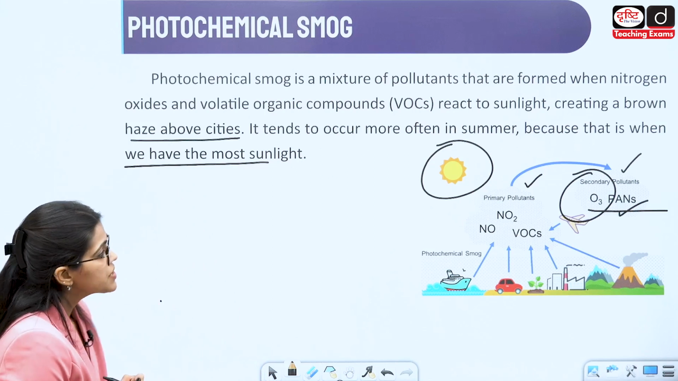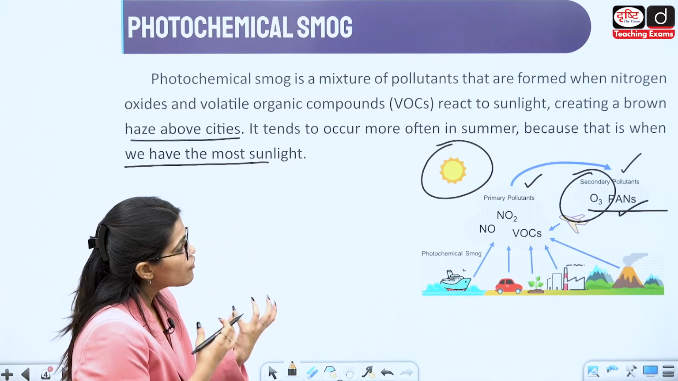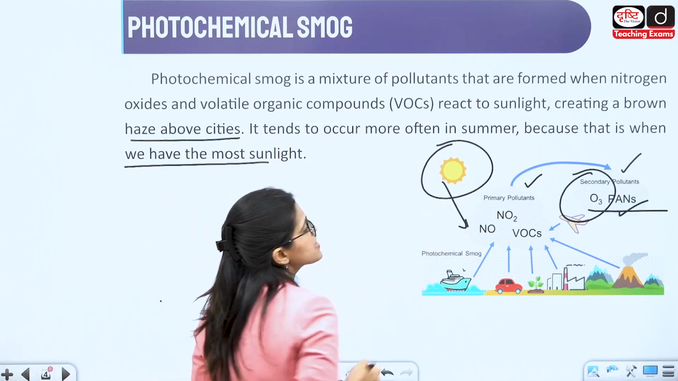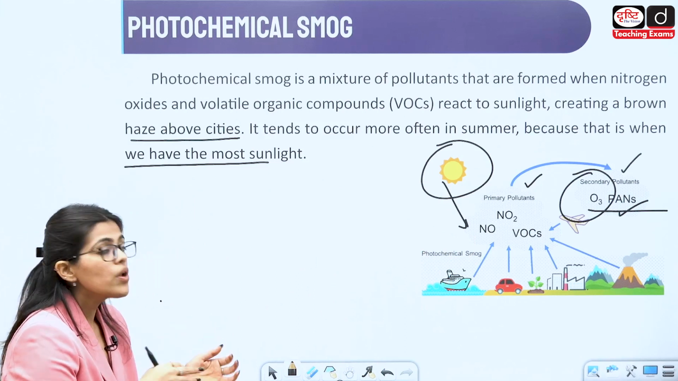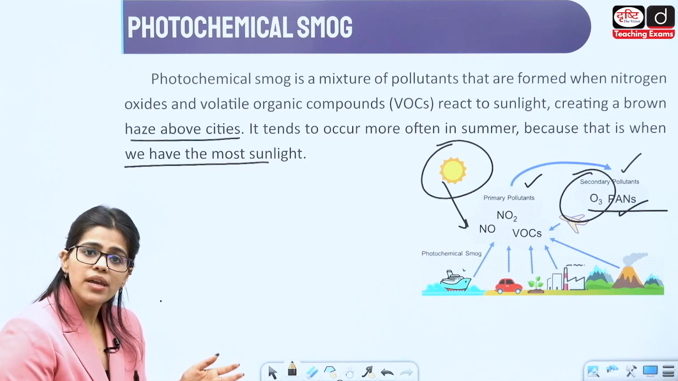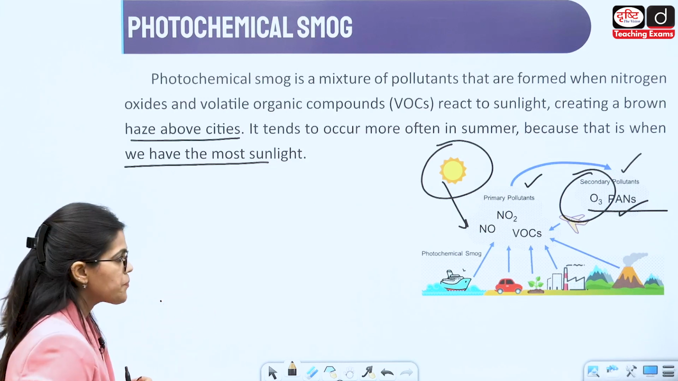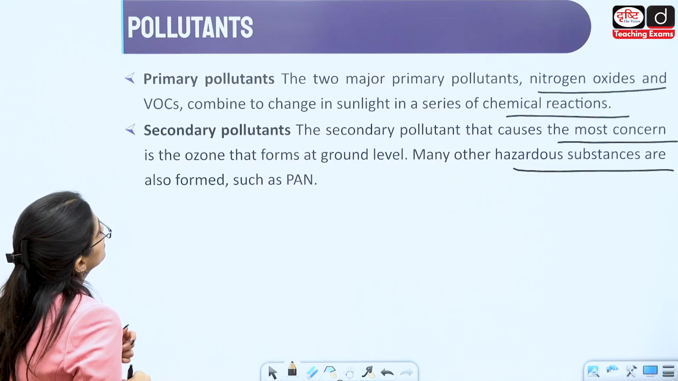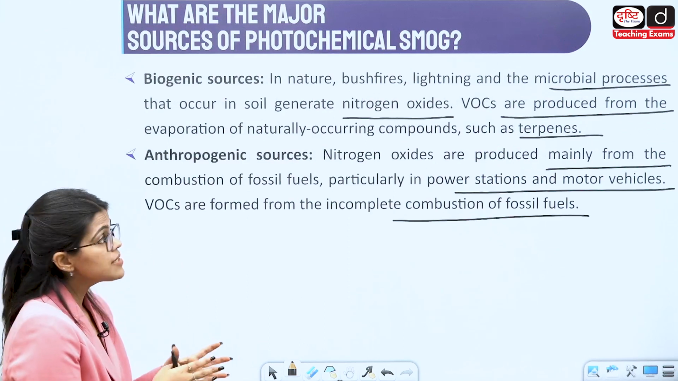You have primary pollutants like NO2, NO and VOCs. And with the presence of all of these things reacting with the ultraviolet rays coming from the sun, what is created? We have the photochemical smog. It is more prevalent in the summer time. Why? Because the presence of ultraviolet rays is very important, right? So, this is the photochemical smog. Then these are the pollutants.